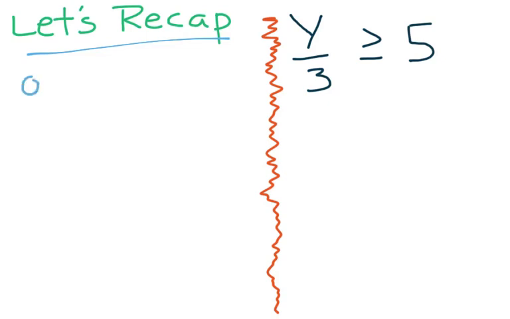We learned that an open circle, when you're graphing an inequality, is going to be used for a greater than or less than symbol, and a closed circle, one that's filled in all the way, would be used for a greater than or equal to or a less than or equal to symbol. That's one thing that we learned.